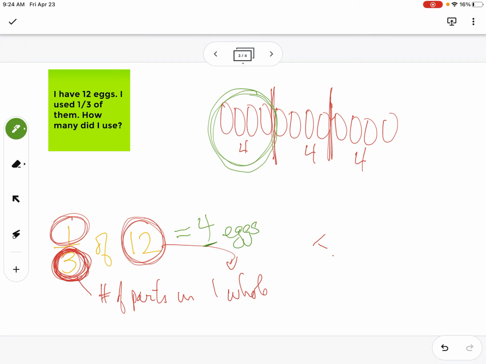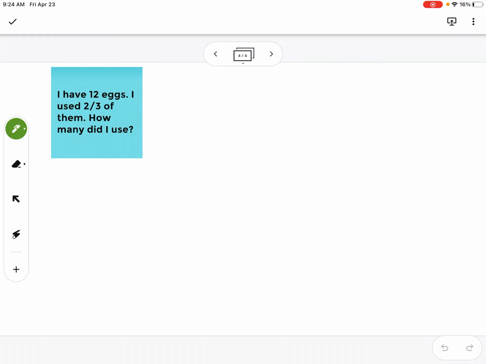I've changed the question again. I've got 12 eggs. I used 2/3 of them. How many did I use? Maybe you can see what I've changed here now. The 12 eggs stays the same. I'm still talking about thirds. The last slide was talking about 1/3. This is 2/3. But the difference is, over here I was talking about 1/3 of the eggs. Now I'm talking about 2/3 of the eggs. So we're talking about 2/3 of 12 eggs.